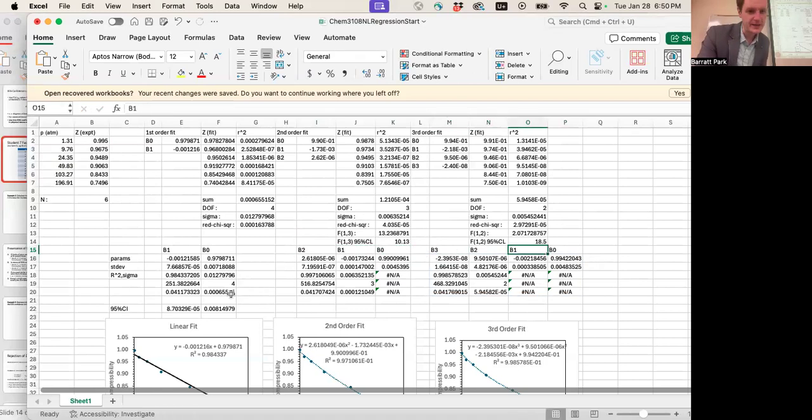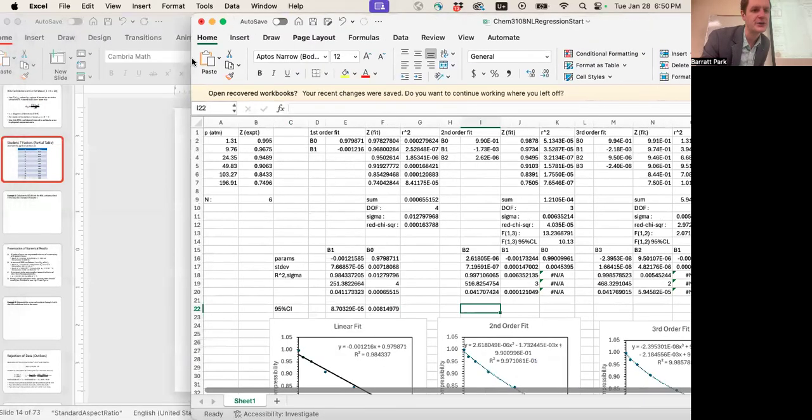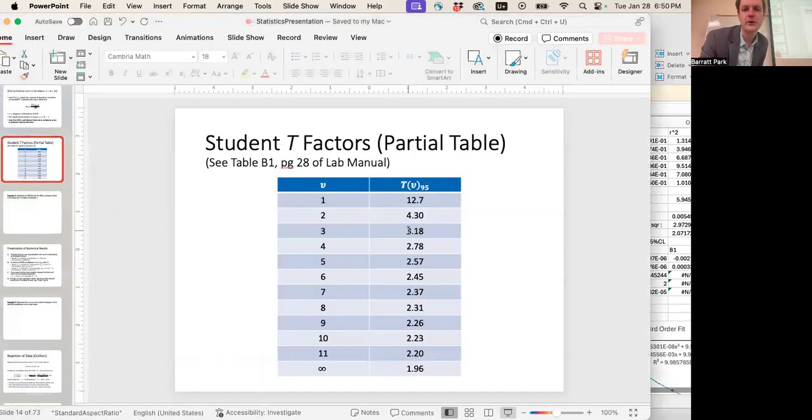Okay, and then finally I need to calculate the 95% confidence intervals for each of these parameters so that we can put our final answer that we're going to report into the lab report. So for the quadratic fit, the number of degrees of freedom is 3. And so the appropriate student t-factor is going to be 3.18.